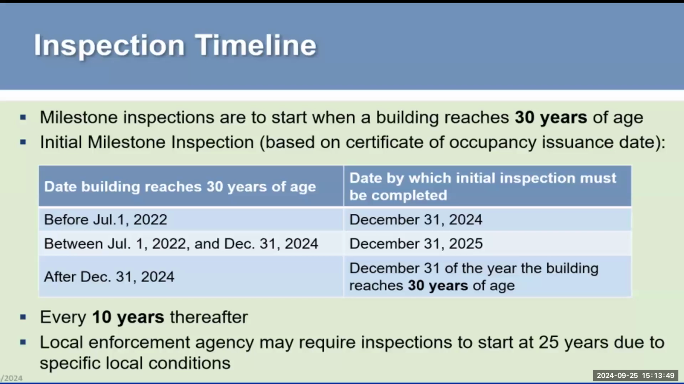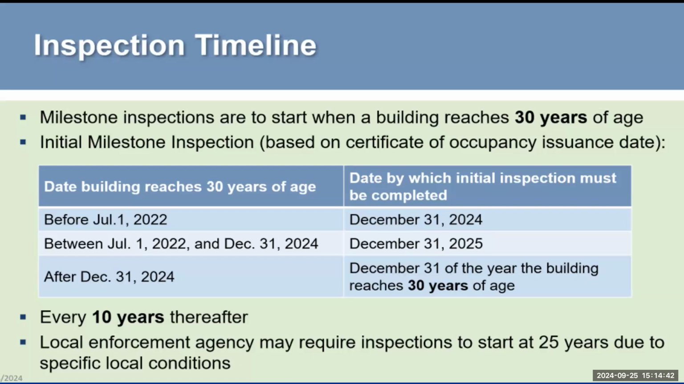Basically, in the new Florida law, milestone inspections must start when a building reaches 30 years of age. The initial milestone inspection is based on the certificate of occupancy issuance date. So if the building reaches 30 years of age before July the 1st, 2022, then by the end of this year, an inspection must be completed. That's a stage 1 inspection. If it first got its occupancy approval between July the 1st, 2022 and December the 31st, 2024, then it must have that inspection before the end of next year, 2025.